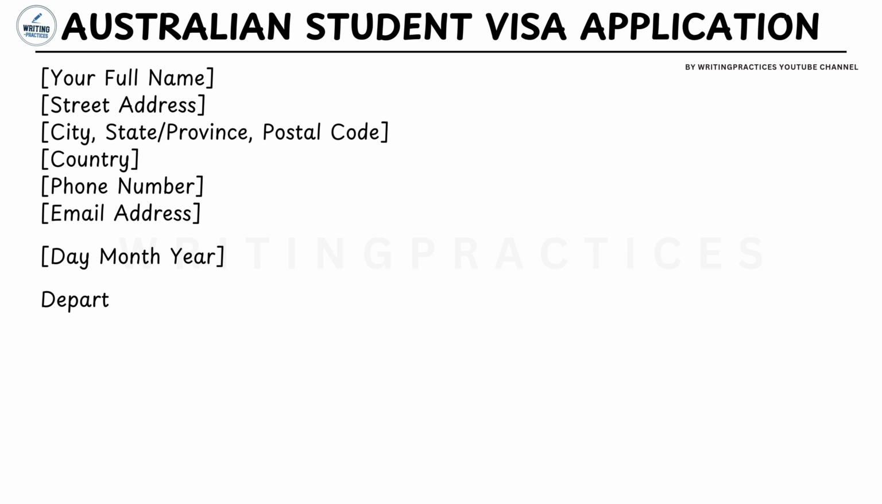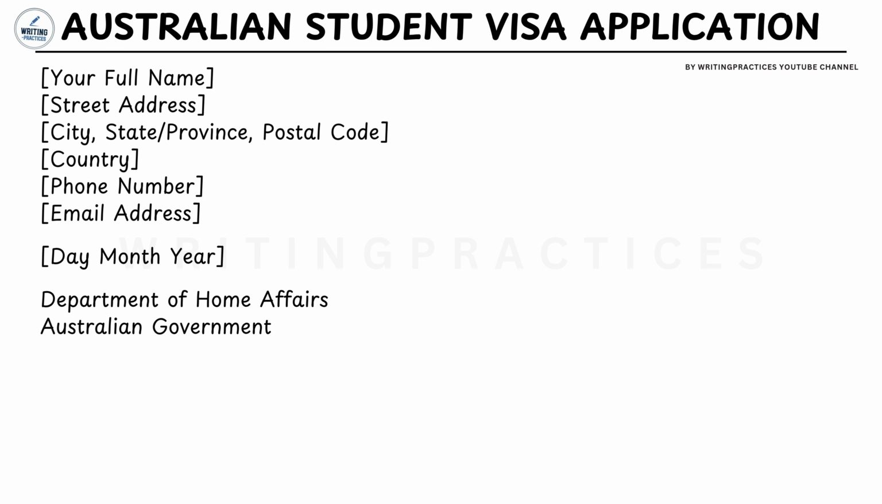Recipient information. This section identifies the authority reviewing your application. Example, Department of Home Affairs, Australian Government. Including this ensures your letter is formally directed to the correct immigration department. It gives your application letter an official and professional structure. Write this exactly as shown in official Australian immigration documents.